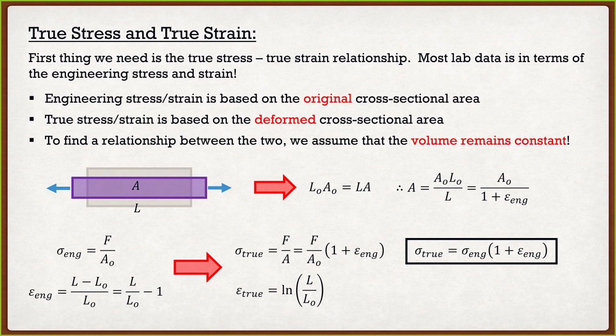Now, our true strain can be expressed as the natural logarithm of L divided by L naught. This comes from an integral. Again, the theory you don't really need to know. Now, if we look at that L divided by L naught, well, we know we have a nice relationship between L divided by L naught and our engineering strain. So our true strain is simply going to be the natural logarithm of 1 plus our engineering strain.